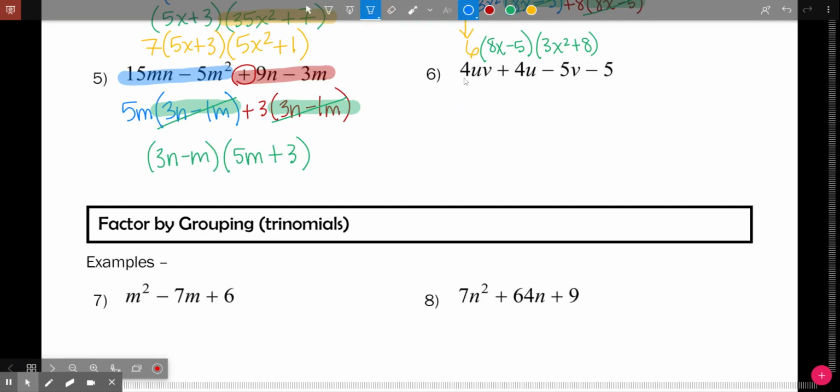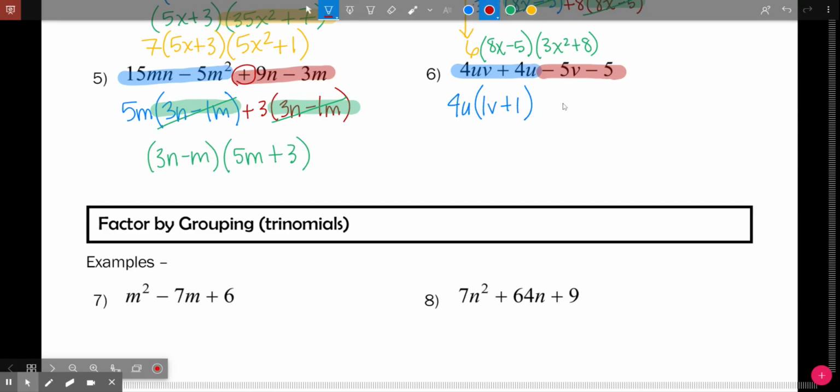And number 6, same song, little different dance. We're going to group our first two terms together and our last two terms together and work with each set separately. Between 4uv and 4u, I have a 4u in common. 4 divided by 4 is 1. U divided by u is u, and I carry the v. 4 divided by 4 is 1, and u divided by u is 1.